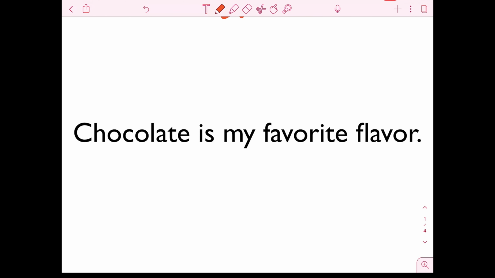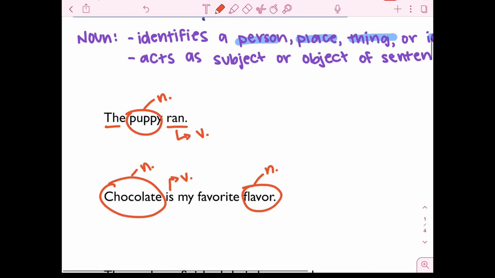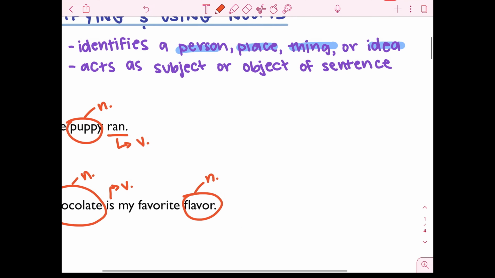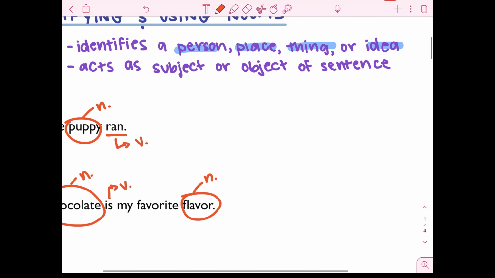So out of these, we have two nouns in this sentence, chocolate and flavor. So chocolate is our noun, flavor is our noun, which means that is going to be our verb. Favorite and my are other parts of speech that aren't relevant at the moment, but we will be discussing them later. So chocolate falls under the thing category, and flavor also does too. So most of the nouns that you might find are going to fall under the thing category, but you can also find person, place, or idea. And person and place really come later in this video when we discuss common and proper nouns.